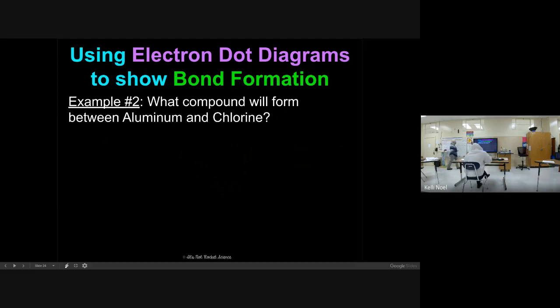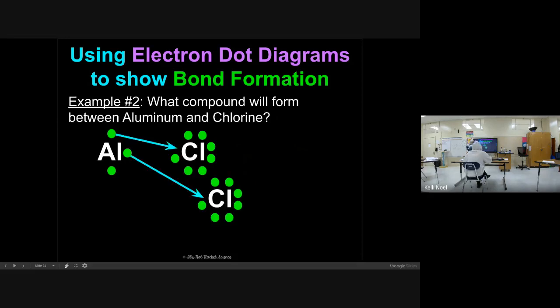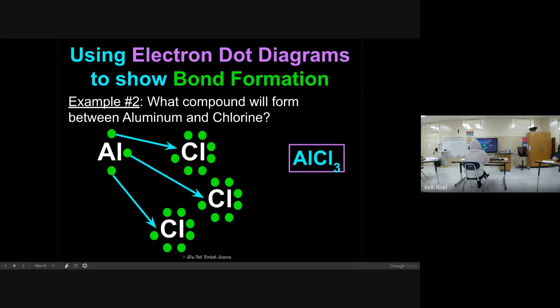So how it is up here, we have aluminum with 3, chlorine with 7, I have to have another one, I have to have another one, and then you get this. Like I said, we're going to be practicing that. Flip over, I think there's a practice.